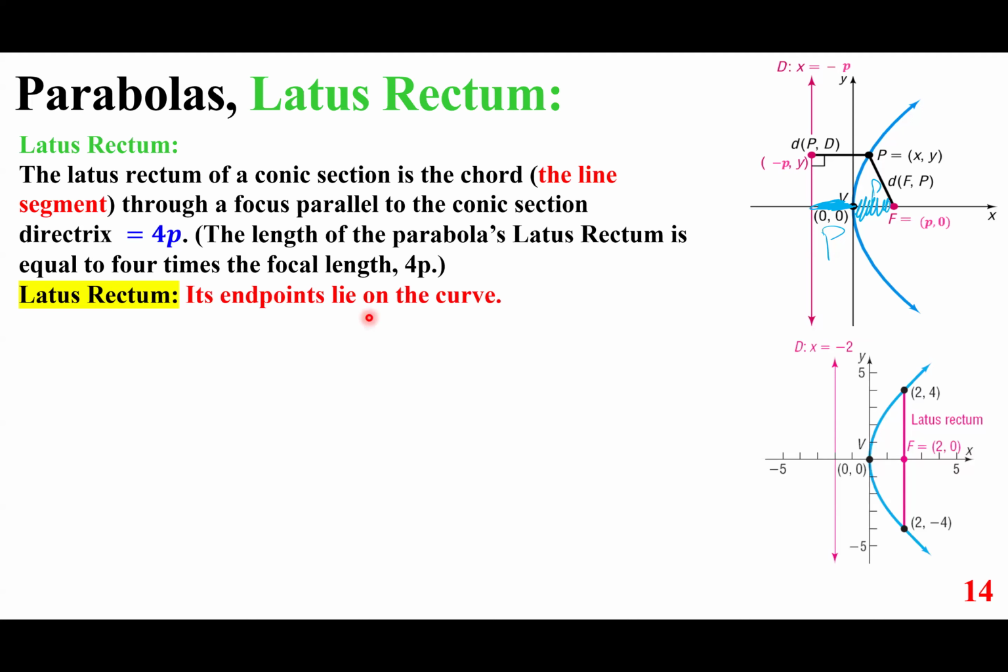Its end points lie on the curve, okay? As you can see, for example, here. By the way, you see the focus at 2, 0. So this has the same X coordinates. Do you follow what I'm saying? And then this distance is 4P, this distance is 2P, so you go up by 2P.